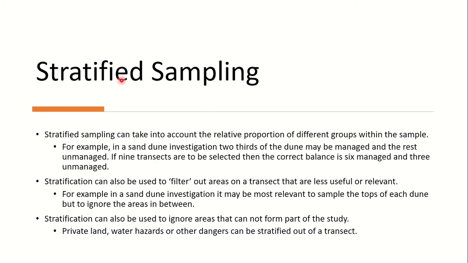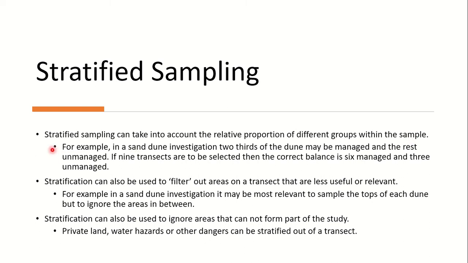And I find that a useful starting point. You're going to be trying to separate things in your mind when you're stratifying. So the first type of stratified sampling can take into account the relative proportion of different groups within a sample. Now, let's think about that carefully.